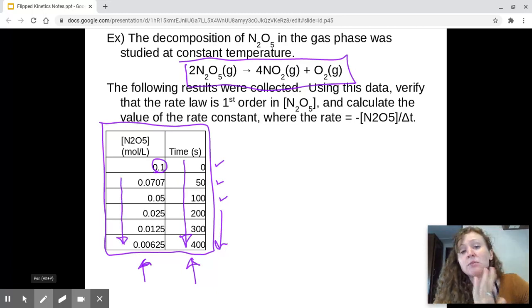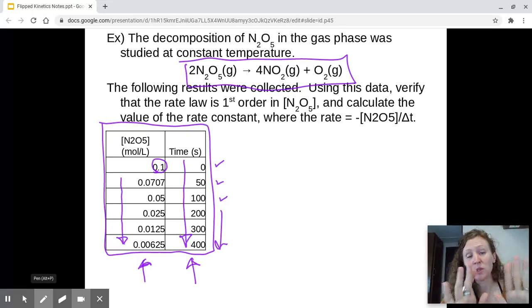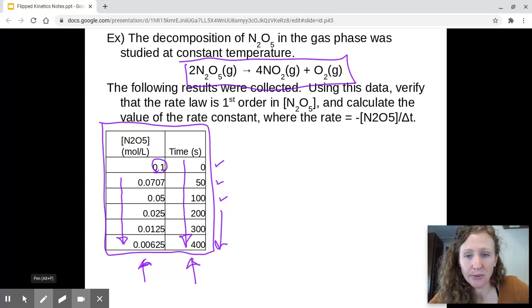So this is not a method of initial rate reaction or experiment. This is not multiple trials. This is one trial where we watch the concentration drop as the time proceeds. So there are big differences between the setup for this experiment and the setup for a method of initial rates experiment. It would be worth your time to set up a Venn diagram and sort out what the differences between the two experiments are and what they have in common.